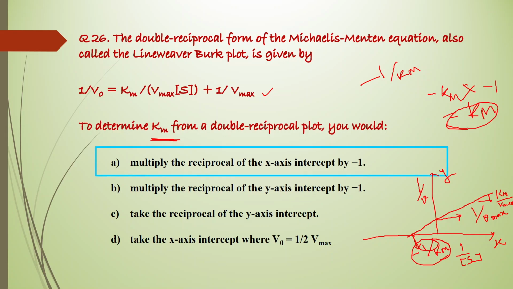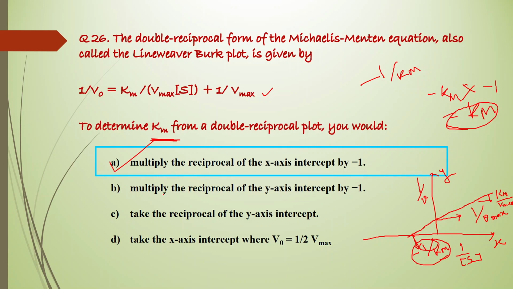So yes, at the very beginning our option A was correct, which was stating that from the x-axis intercept, by doing the reciprocal and then multiplying it with -1, we can get the Km. Let us still look at the other options.